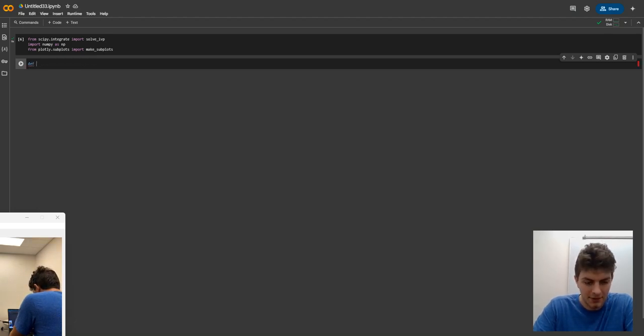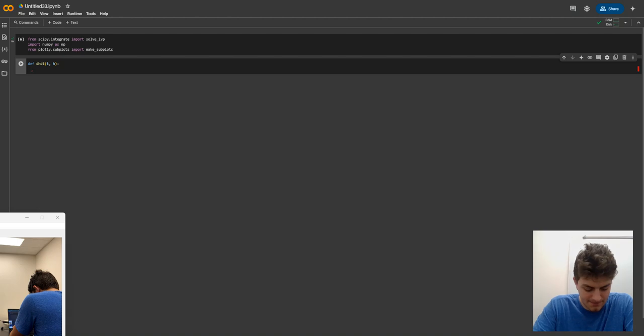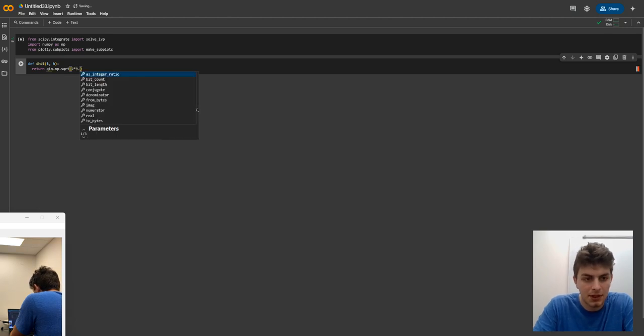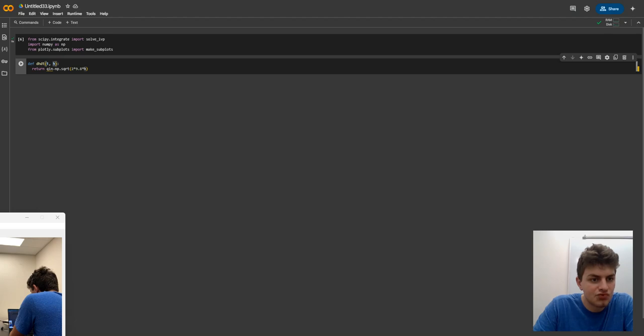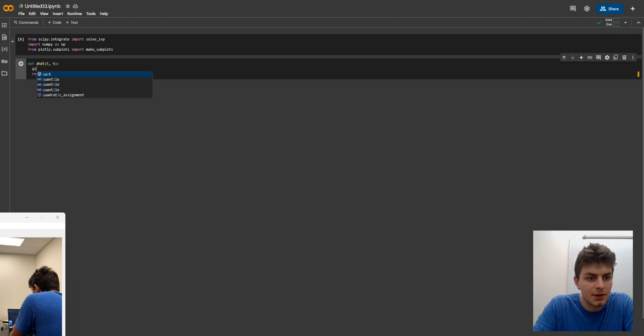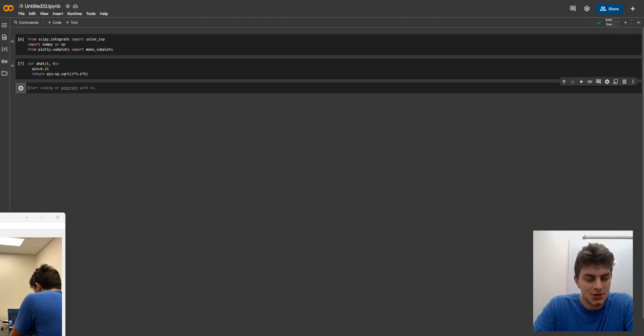So what we're going to go ahead and do here is define our function, dh/dt, as a function of time and height, maybe. So we could just return q_in minus np.sqrt(2 times 9.8, which is g, times h). Need to define q_in somewhere. There we go. Okay, so that defines our change in height with respect to time.